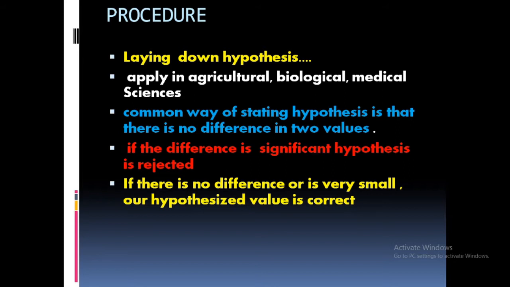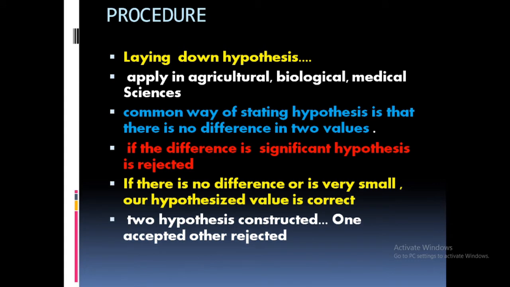Understood? So what you will write in that hypothesis is: there is no significant difference in two values. But after your observation, if you get a significant difference, then you can reject your hypothesis. And after your experiment, if you find there is no difference or it is very small, you can accept the hypothesis. Clear? So for this procedure, we will construct two hypotheses.